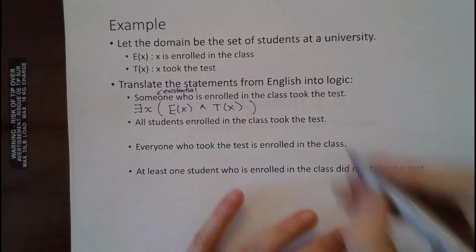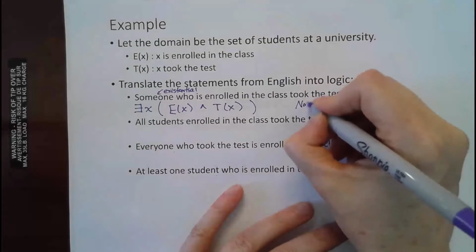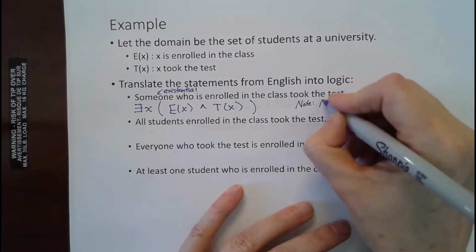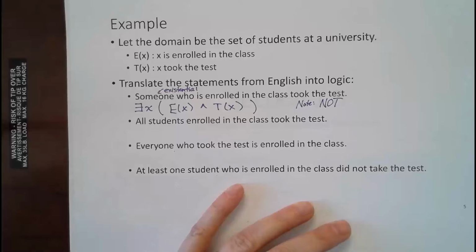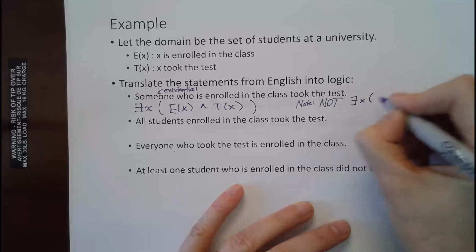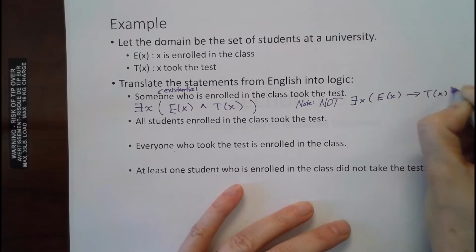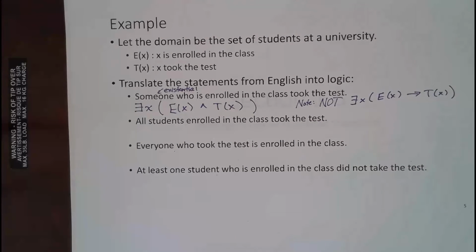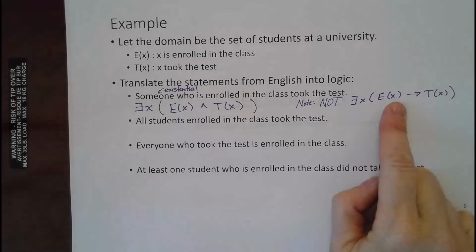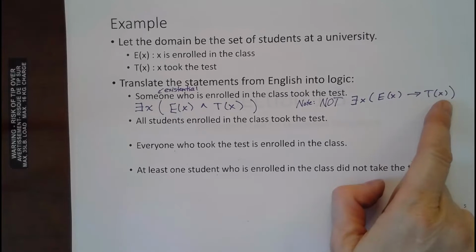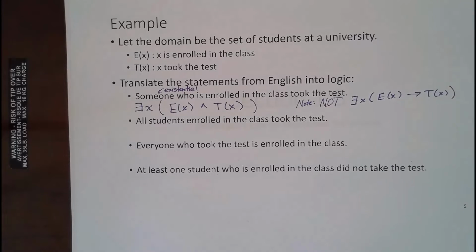Okay. So one thing to note, it is not, there exists an X such that E of X implies T of X. So sometimes it's tempting to think that it's that instead. To say, there exists a person that if they were enrolled in the class, they took the test. Kind of feels like maybe it could be alright. Okay, but let's talk about why that's not correct.